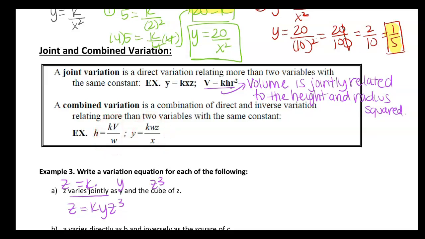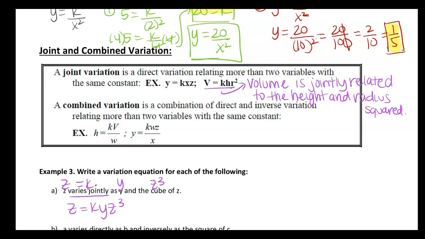So if you have H equals K times V over W, notice that the division sign is going to be associated with W, and the multiplication needs to be associated with V. Same thing with this one here. Y equals K times W times Z all over X. Remember, this X is probably going to have an inverse variation or indirect variation because it's dividing, and that W and Z are probably going to have a direct variation. So you're going to relate that directly.